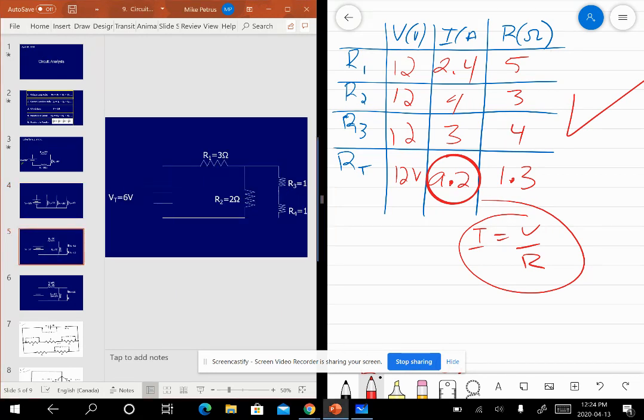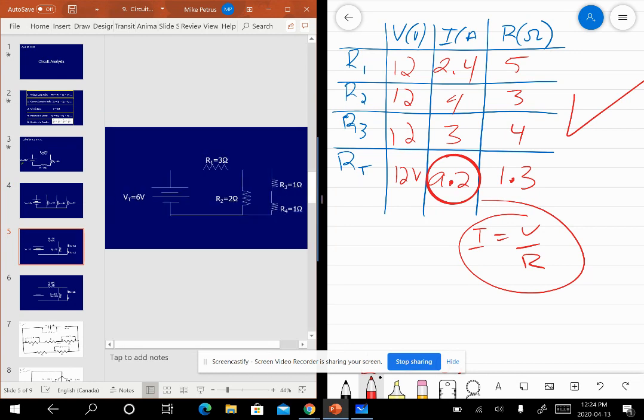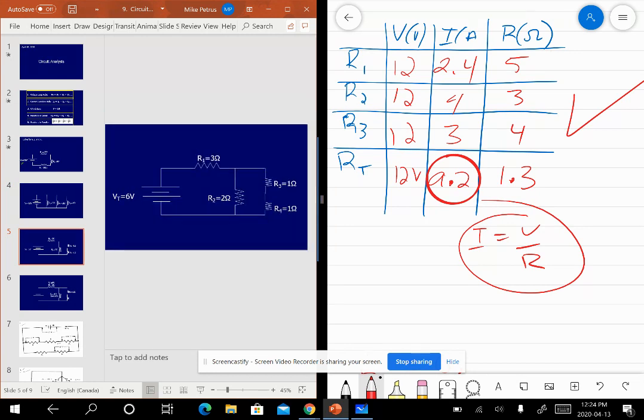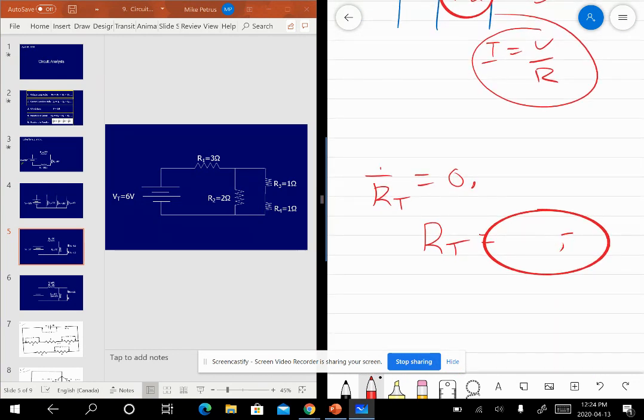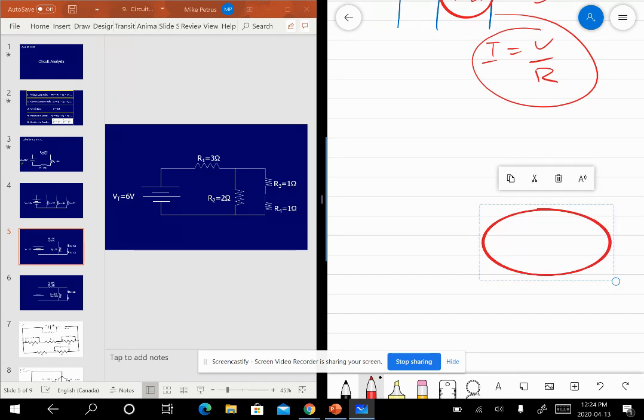And now we're going to do combination circuits. These will be the toughest ones that you have to deal with. Let's move down a little bit. Let's erase this stuff. Let's erase this stuff. And there we go. Send it to the trash.